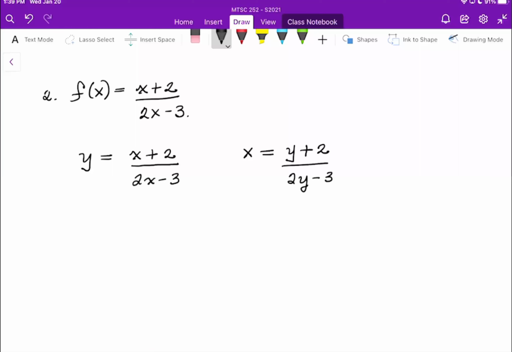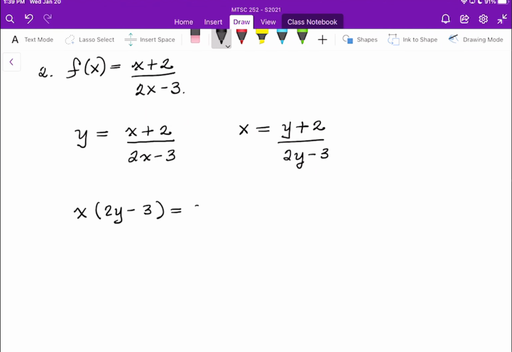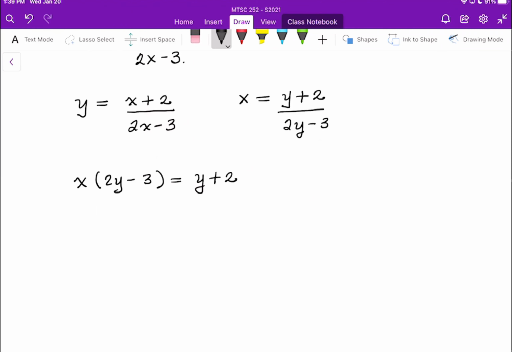Okay, Ian, what do we do next? So then we will multiply both sides by the 2y minus 3. Good. Then we would divide by the, actually not, we could subtract the 2 on both sides. What are we going to do? Subtract the 2 on both sides. Okay, we can do that.